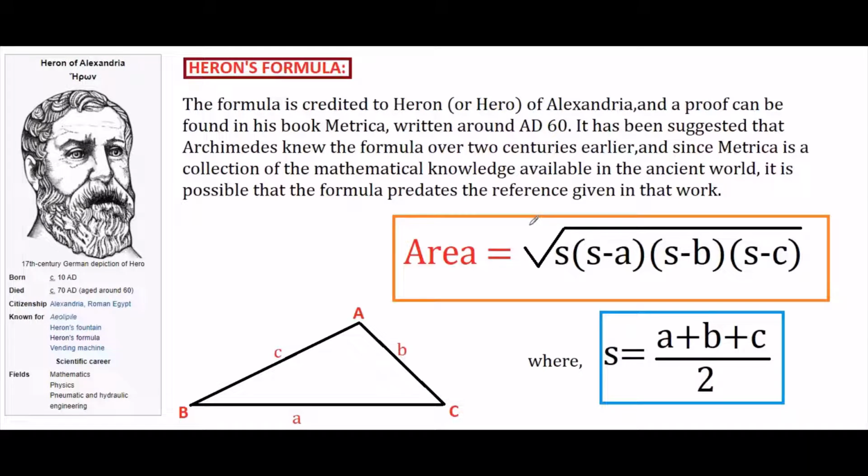Hello everybody. In this video we are going to derive Heron's formula. This formula is credited to Hero of Alexandria, the Greek mathematician, and the proof can be found in his book Metrica. So what is Heron's formula? Heron's formula gives us the area of a triangle when the lengths of all three sides are known, using this formula, where S is the semi-perimeter.